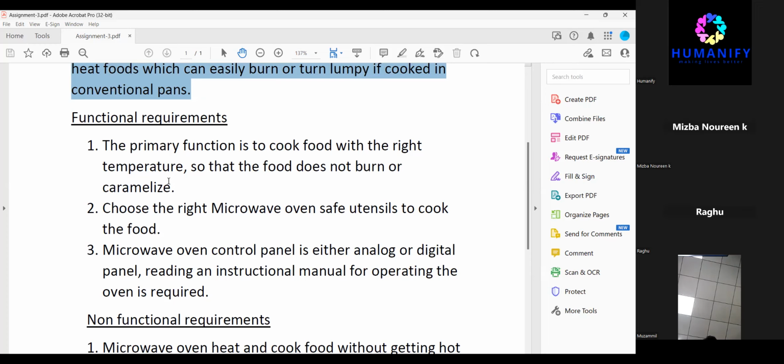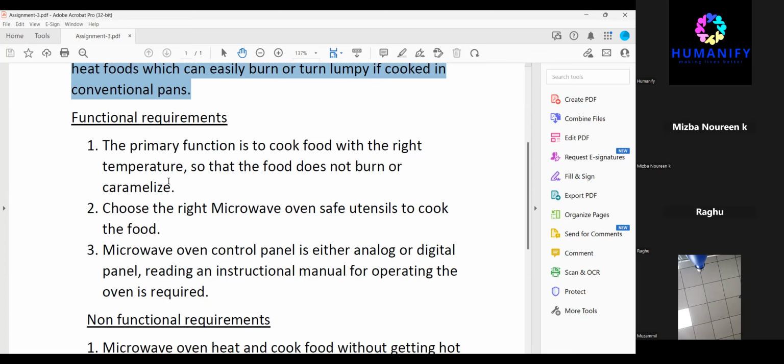Okay. So coming back to this, Sudha mentioned the primary function is to cook food, which is correct, with the right temperature. That means you should be able to set the right temperature. That functionality should be there in the oven, so the food does not burn or caramelize. There are two items here: it should not burn or caramelize. So that means you need to set the right temperature for the right food.